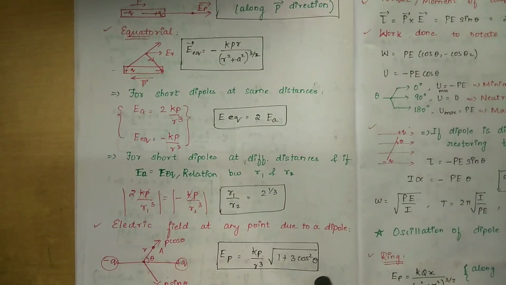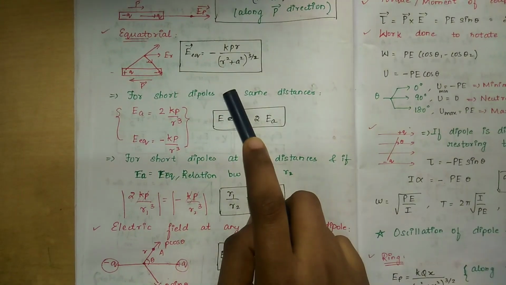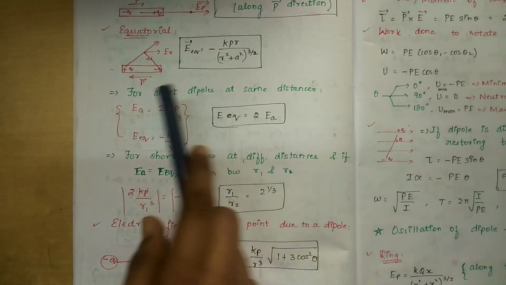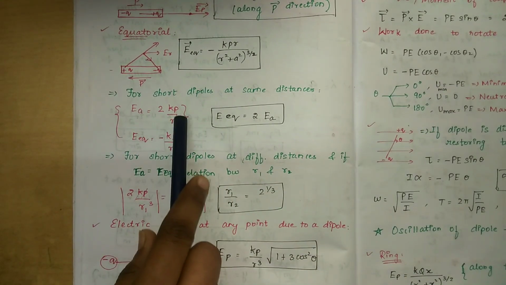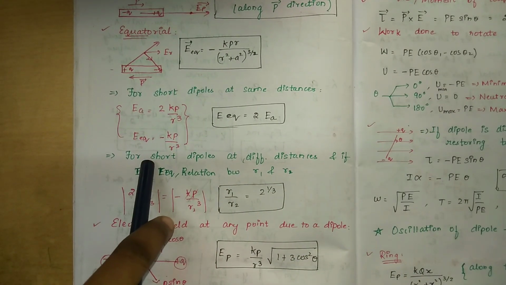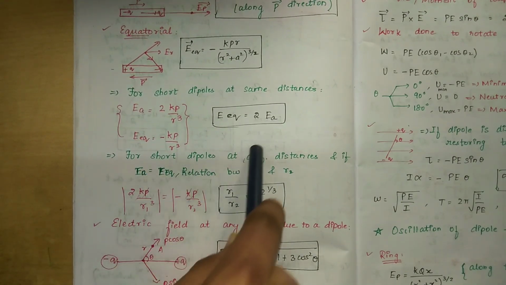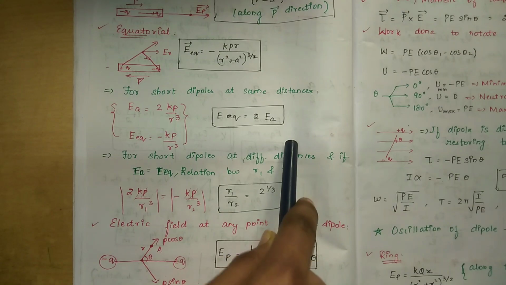For short dipoles, a is very small, so you take this as 0 and apply for this. E axial becomes 2kp by r cube. E equatorial becomes minus kp by r cube. So what is the relation between these two? E equatorial magnitude equals half of E axial.